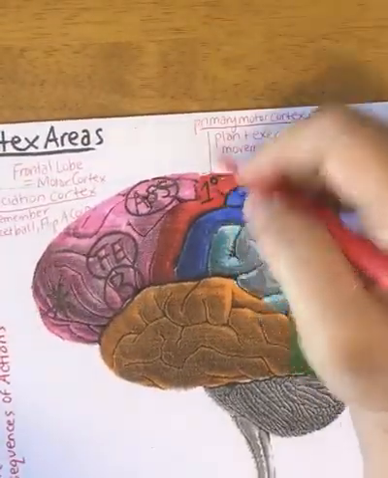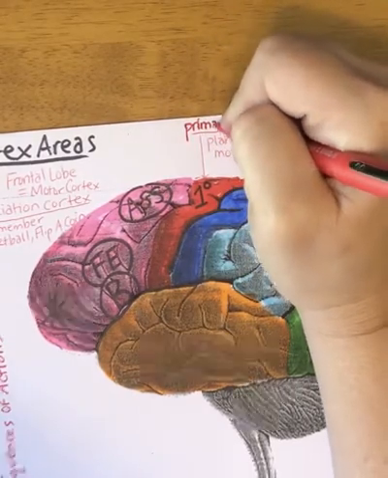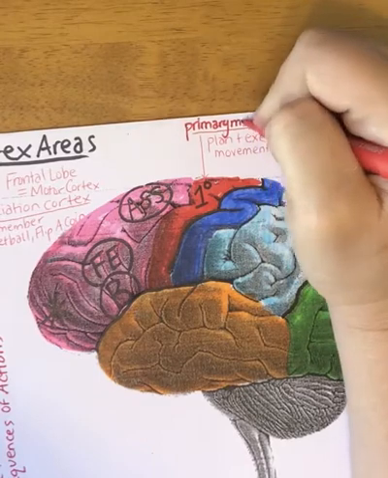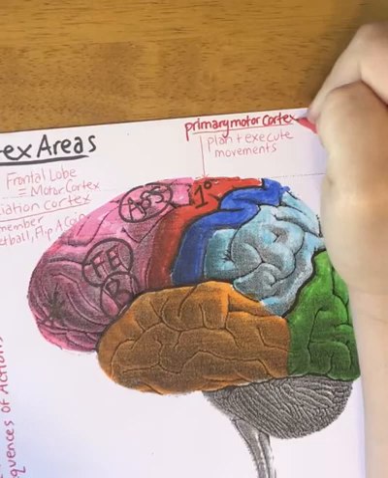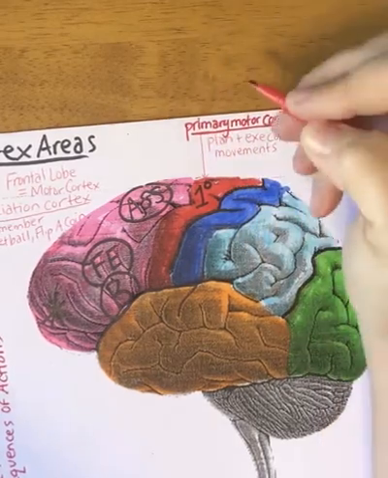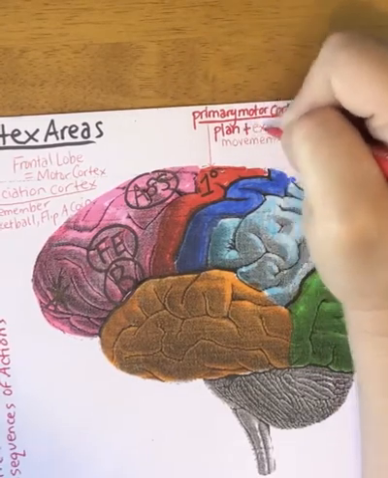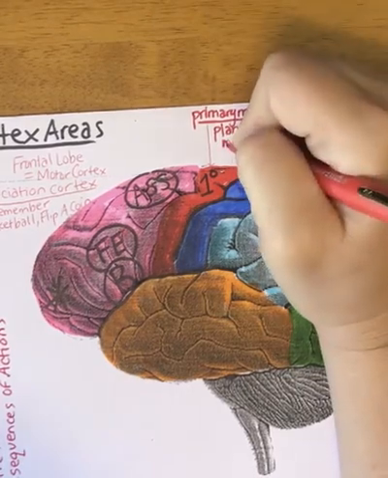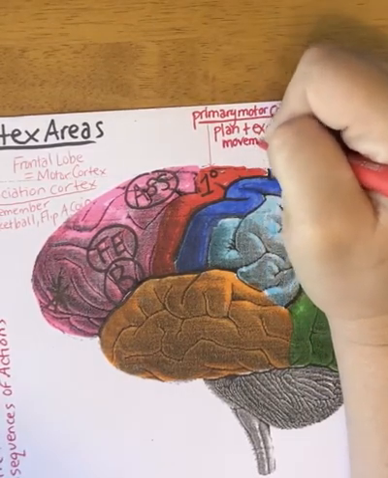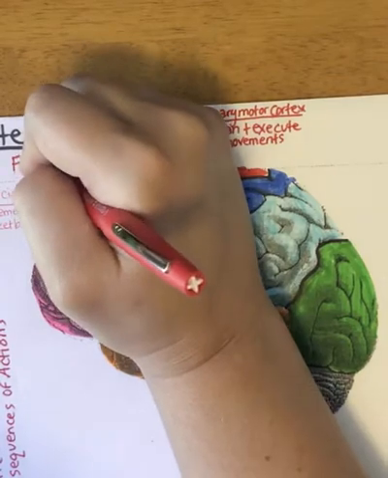Your primary motor cortex is located in the precentral gyri. That could be a fair test question. Where is it located? This is going to help you plan and execute movements. The plus is and. And then your frontal lobe in general is all motor except for your prefrontal cortex.